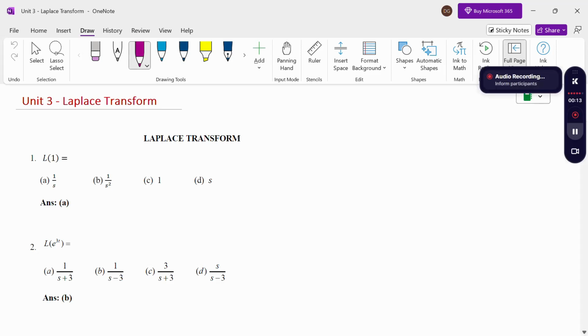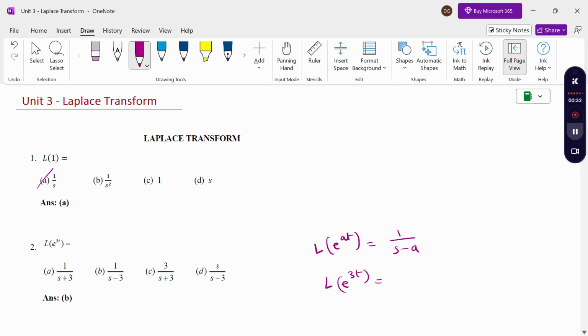In this section we are going to discuss the Laplace transform unit MCQ, multiple choice questions. Now L of 1 is nothing but 1 by S, an important result, option 1. L of e power at is 1 by S minus a. For L of e power 3t, a value 3, so 1 by S minus 3, the option is B.